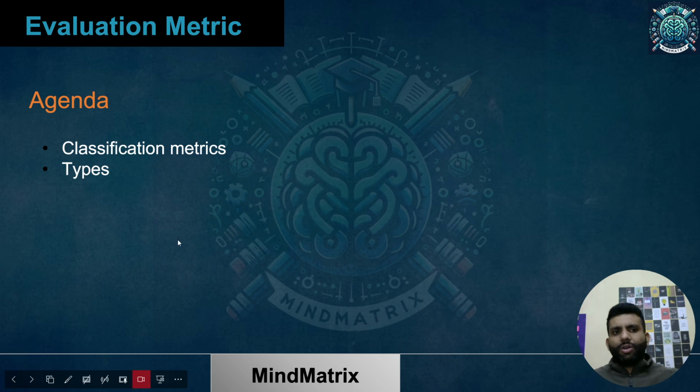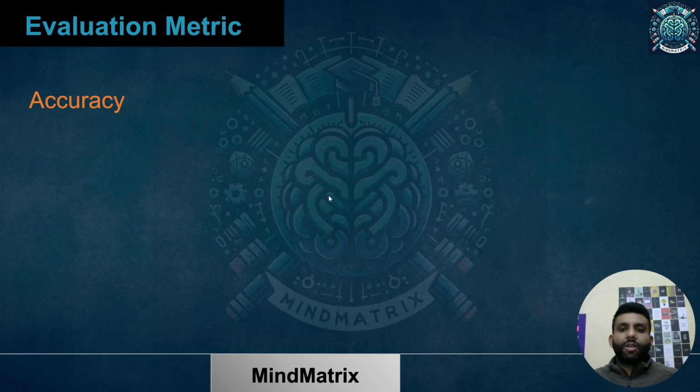You can see the brief agenda here. Not much is there, but there is an important part which I'll be covering. Accuracy is the first evaluation metric I'll be talking about, but first let's learn what exactly happens in a classification problem.